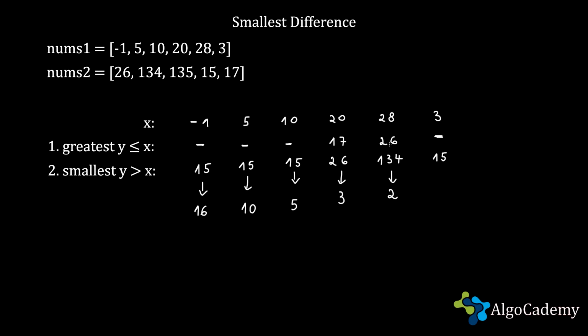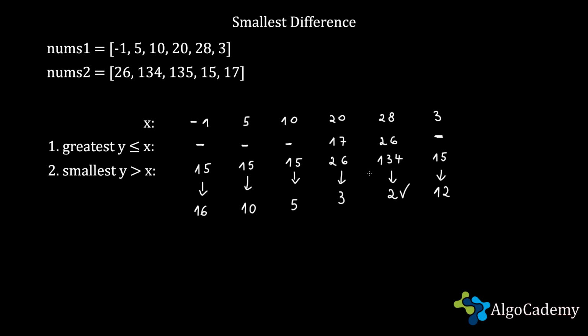And indeed, think about the other numbers less than or equal to 28, like 15 and 17. Of course, they will give us a greater absolute difference. And here for 3, no number here, 15 here. So the best absolute difference for this one is 12. And of course, we are going to choose the minimum among all of them, which is 2.